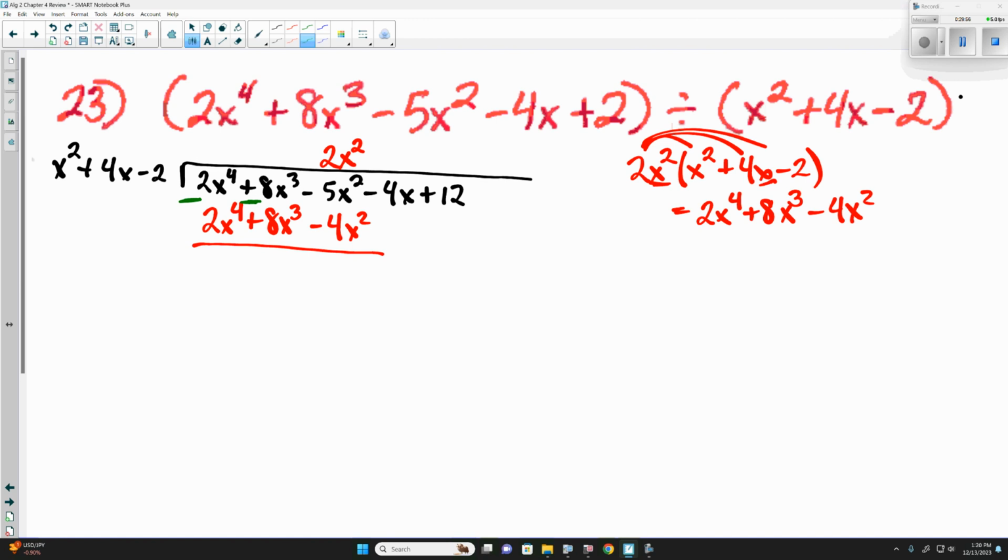And once we get this set up here, we're going to subtract. 2x to the fourth minus 2x to the fourth is 0. 8x cubed minus 8x cubed is 0. Negative 5x squared minus negative 4x squared. Negative 4, the negative negative would make a plus. Negative 5 plus 4 would be negative 1. Oh, sorry. x squared.